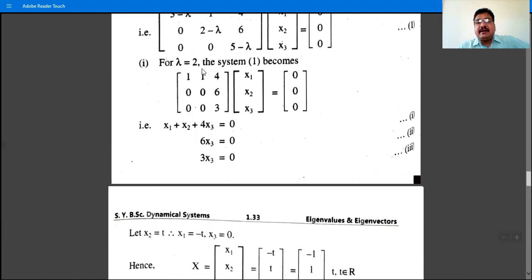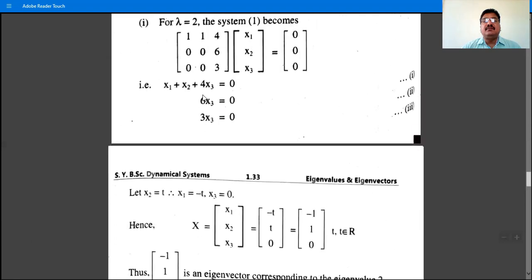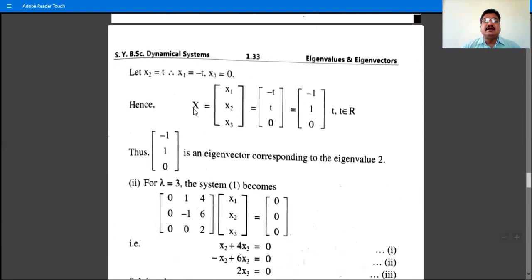That is, consider this matrix A, reduce the matrix to echelon form and then rewrite the equation. We have 2 equations and 3 unknowns, so we have to assign 1 unknown. So x3 is 0. Out of x1 and x2, assign 1 unknown. Suppose x2 is t, then from this equation we have x1 is minus t. Therefore, the solution x1, x2, x3 is minus t, t, 0, that is t times minus 1, 1, 0, where t belongs to R, taking t as common. So this is the linearly independent eigenvector corresponding to eigenvalue 2.